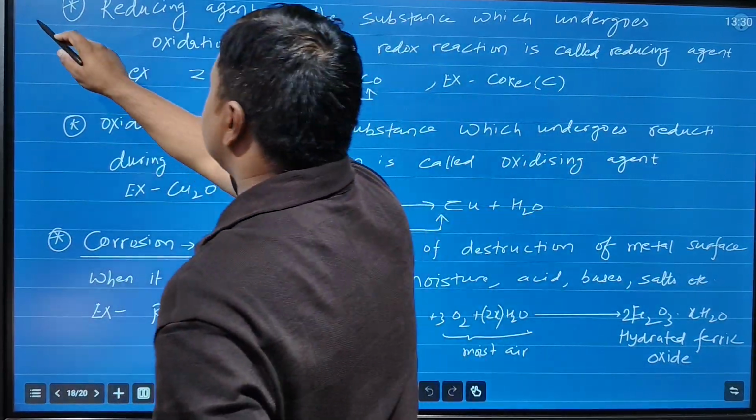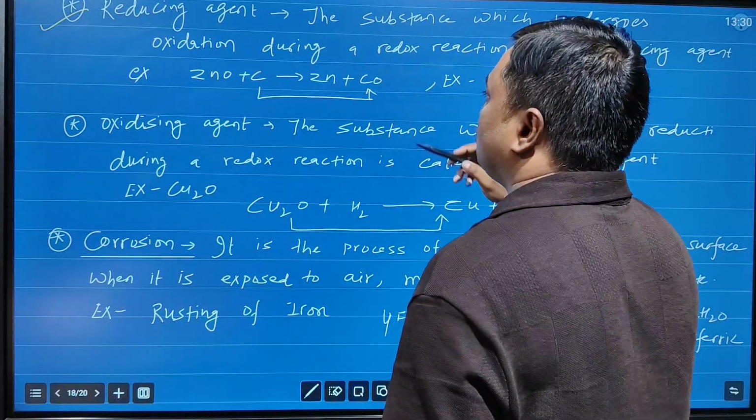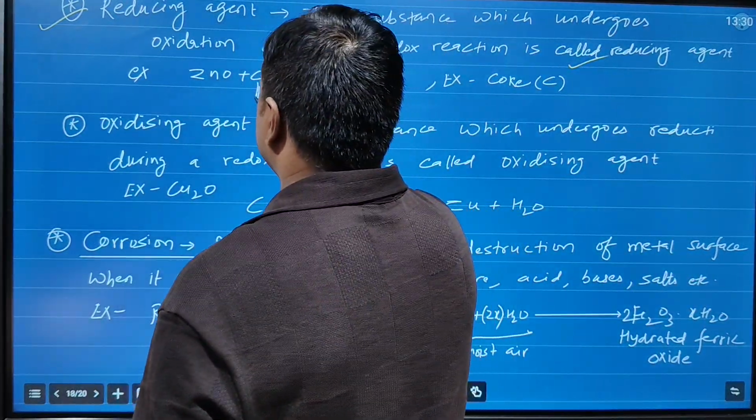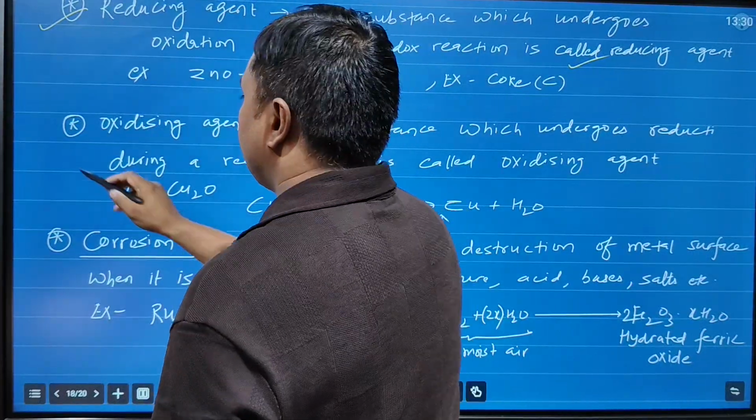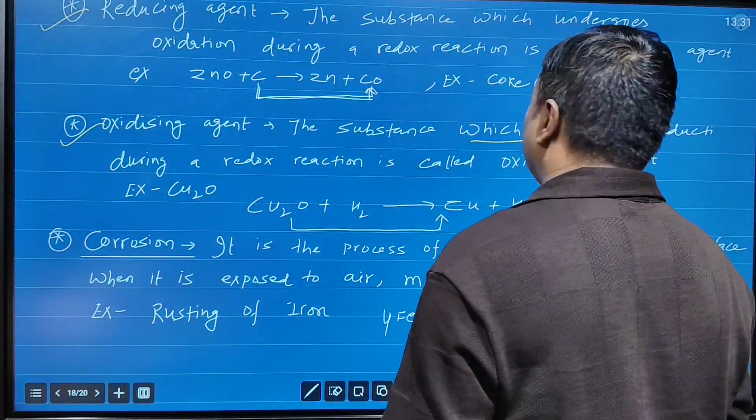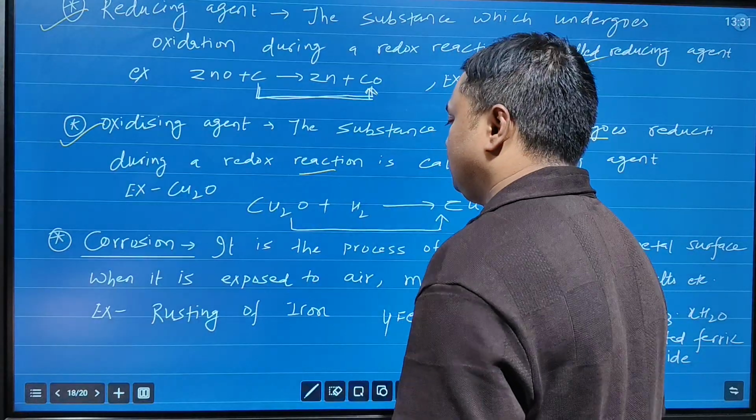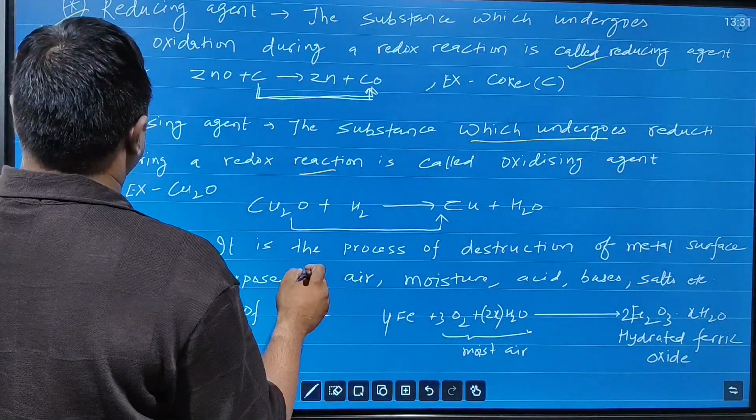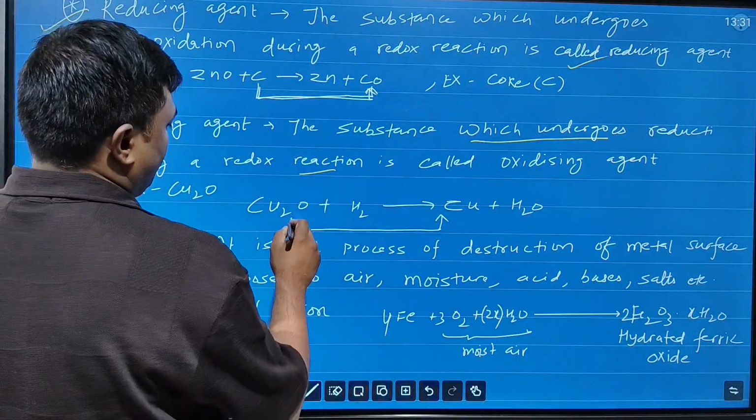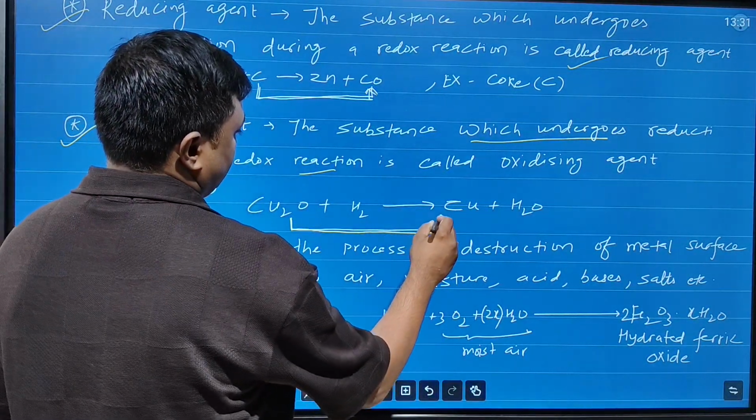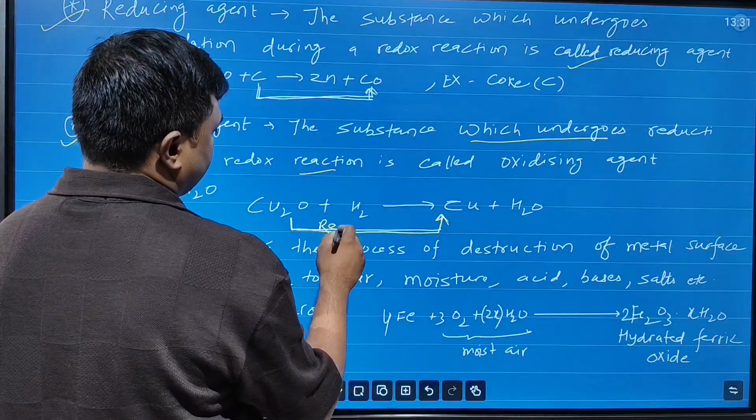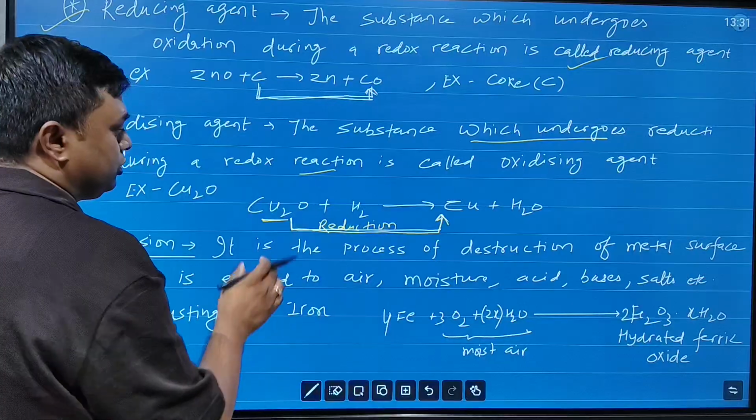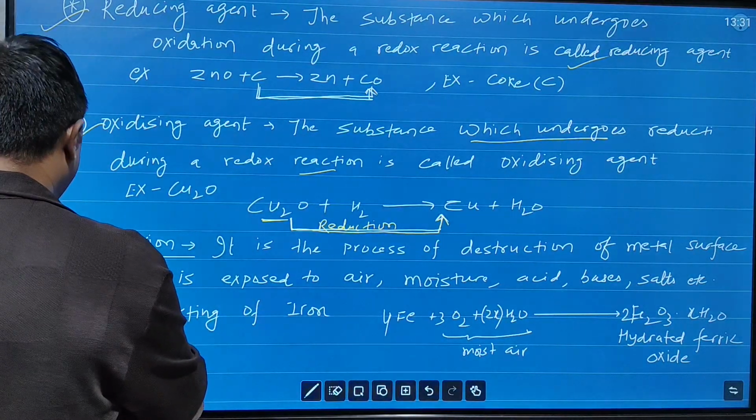So you can see the definition. The substance which undergoes oxidation during a redox reaction is the reducing agent. In this case, coke is what? Reducing agent. Oxidizing agent is the substance which undergoes reduction during a redox reaction. Like copper oxide to copper. You can see this is a what? A reduction, loss of oxygen. So this substance is undergoing reduction. So it is what? Oxidizing agent.